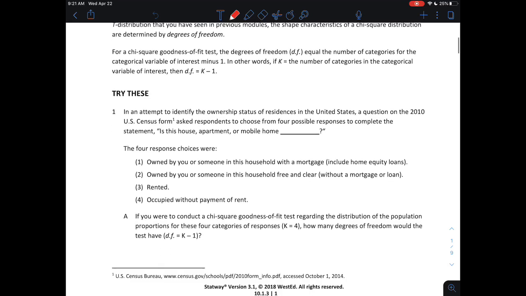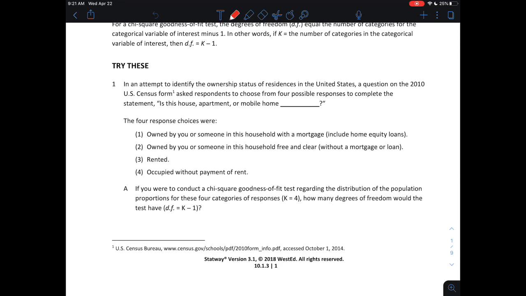Try these. Number 1. In an attempt to identify the ownership status of residences in the United States, a question on the 2010 U.S. Census form asked respondents to choose from 4 possible responses to complete the statement: Is this house, apartment, or mobile home blank? The 4 response choices were 1. Owned by you or someone in this household with a mortgage, include home equity loans. 2. Owned by you or someone in this household free and clear without a mortgage or loan. 3. Rented. 4. Occupied without payment of rent.